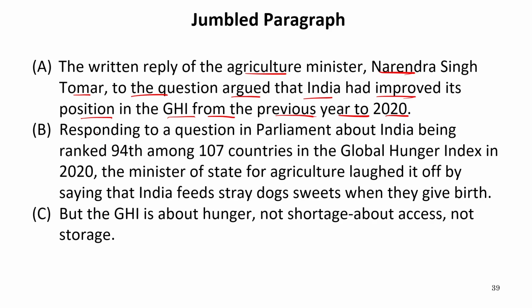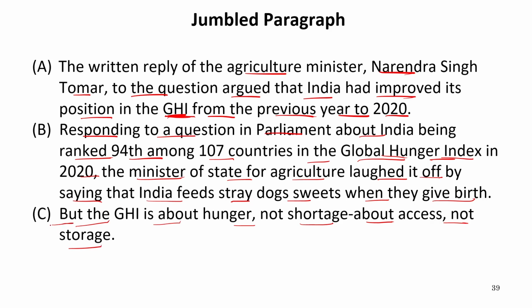Now let us see the B sentence. Responding to a question in Parliament about India being ranked 94th among 107 countries in Global Hunger Index. Now this GHI stands for Global Hunger Index. In 2020, the Minister of State for Agriculture laughed it off by saying that India feeds stray dogs sweets when they give birth. C sentence: But the GHI is about hunger, not shortage; about excess, not storage.